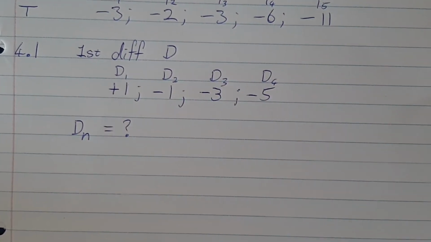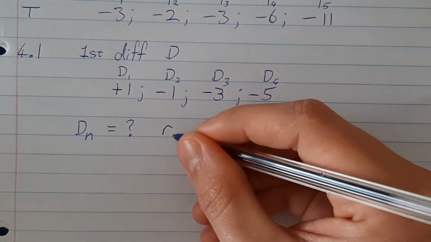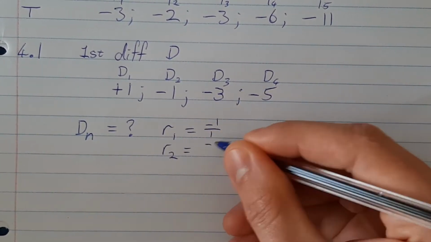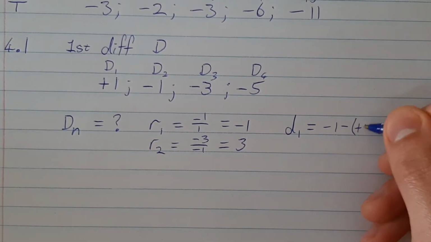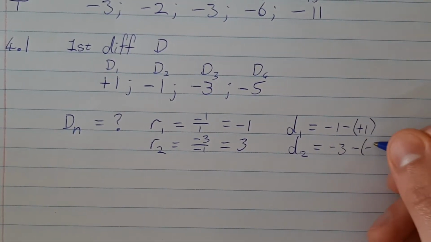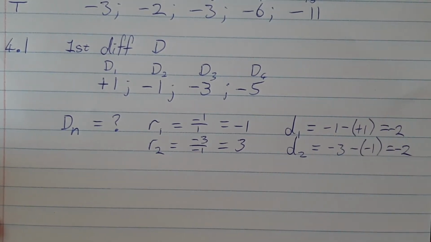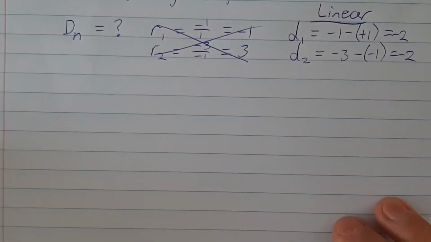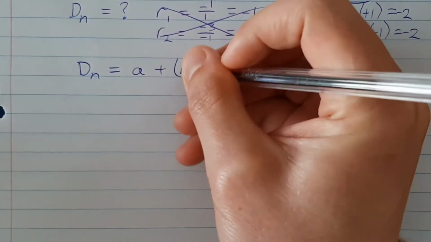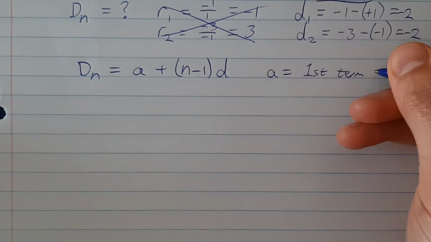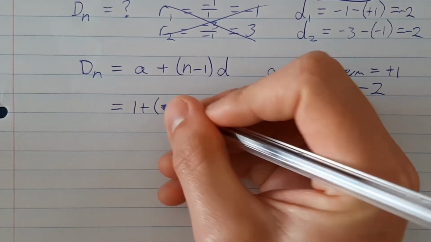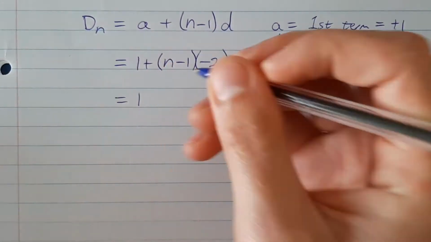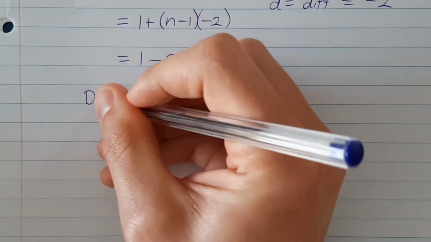However, we need to figure out what kind of sequence d is. Just as in question 2, we check whether there is a constant factor or a constant difference. We find that there is a constant difference, thus we are dealing with a linear sequence for d. We then write out the general formula for linear equations and substitute the values of a and d, where a is the first term and d the constant difference. We want full marks, so we simplify the answer. Voila!